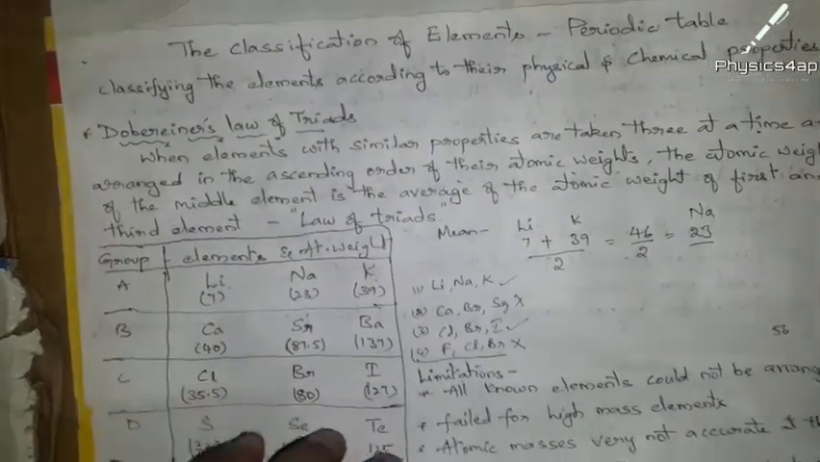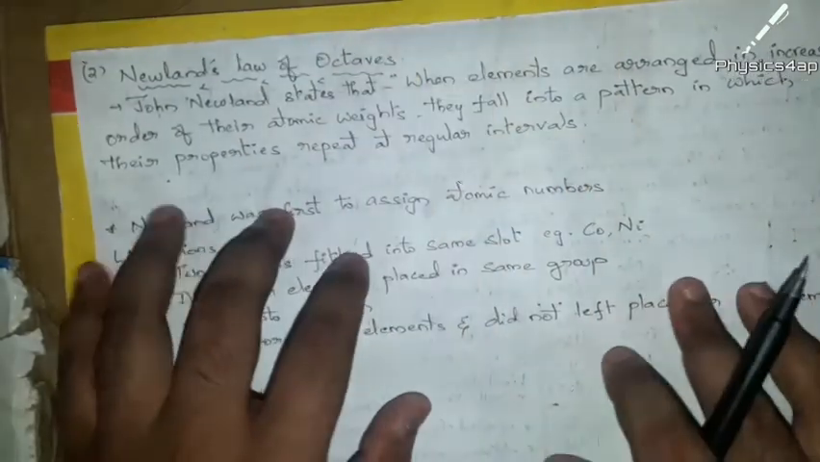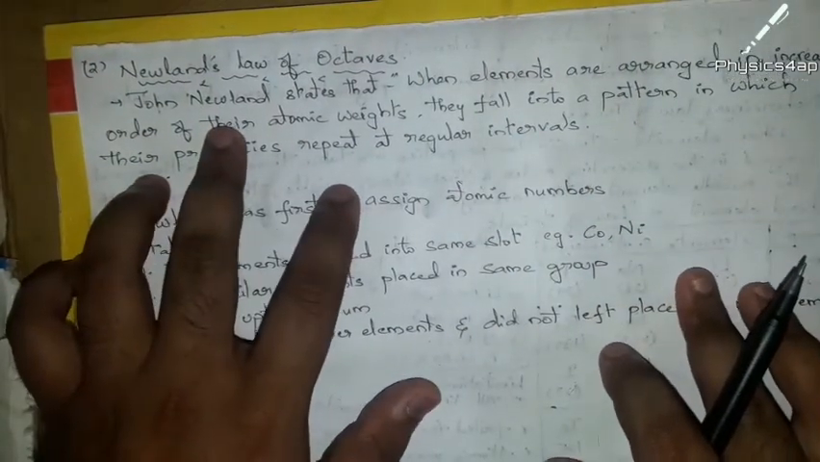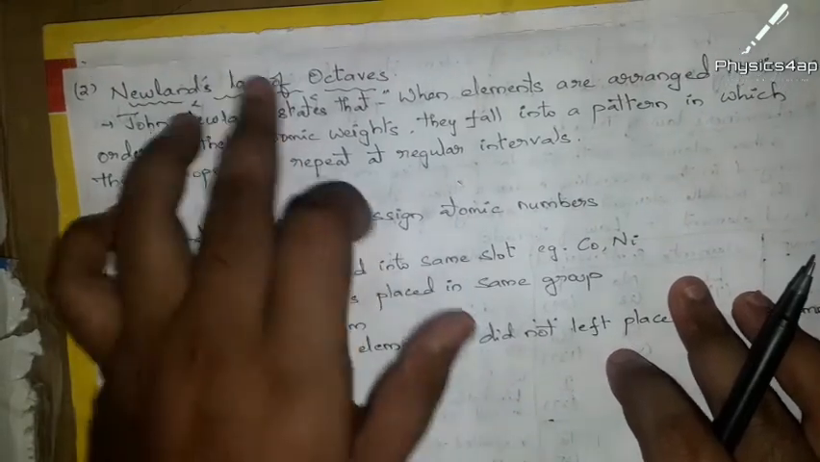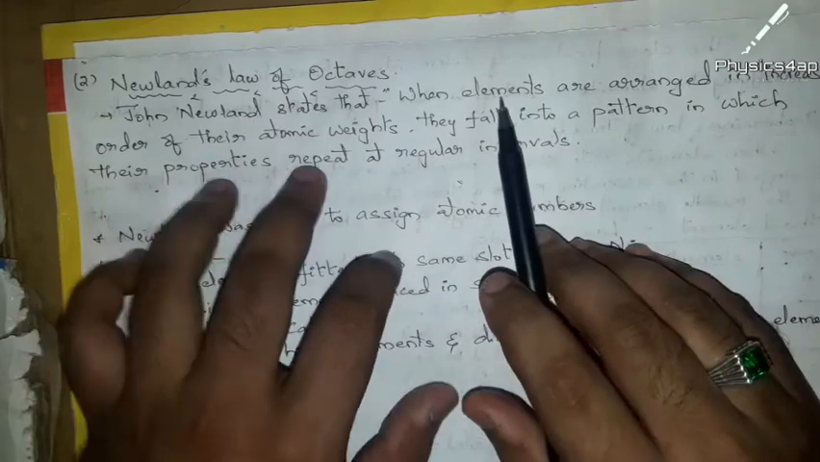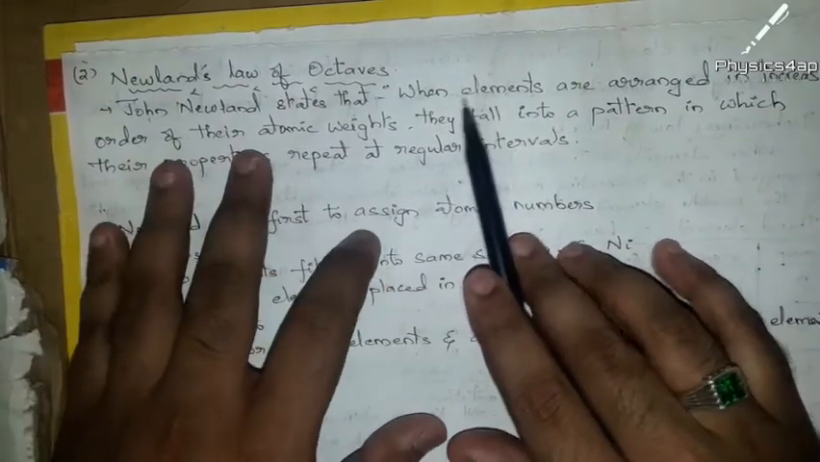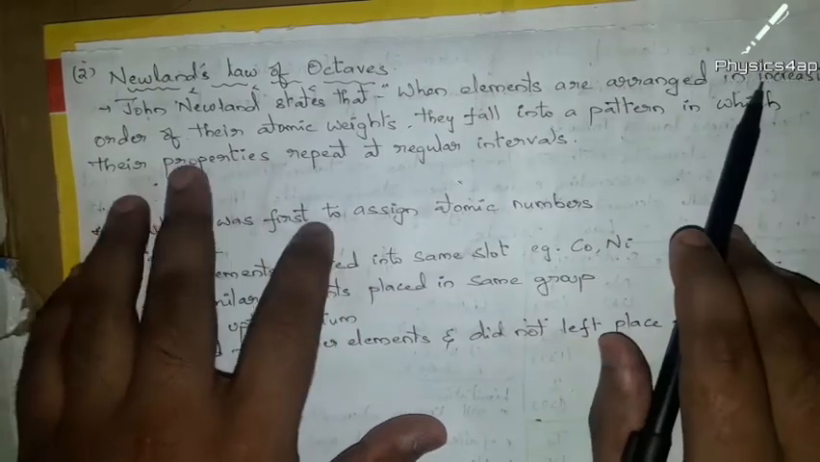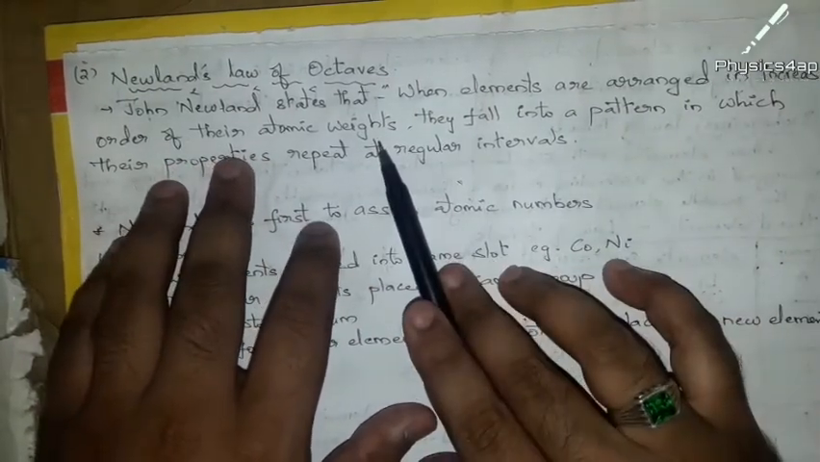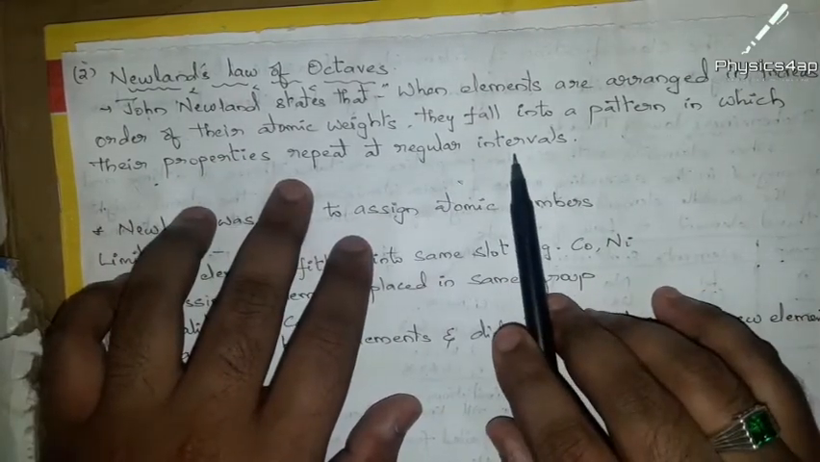Now next, coming to the next classification of elements in the periodic table, which is Newland's law of octaves. A scientist called John Newland arranged the elements according to the law of octaves. Oct means 8. So let us see what the law of octaves represents here. What does Newland explain? The elements are arranged in the increasing order of their atomic weights. They fall into a pattern in which their properties repeat at regular intervals.